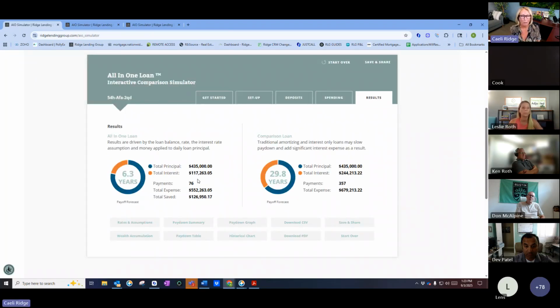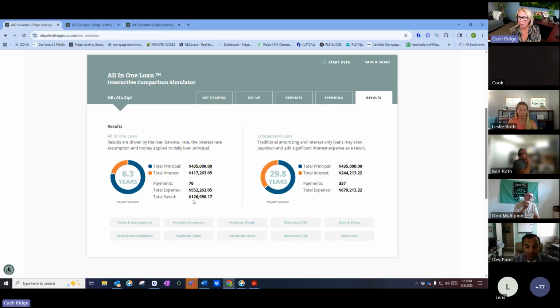Okay. Left side is the all-in-one. Here is our comparison loan that they had just gotten at the time. 435,000, 435,000. Those are the principal balances, right? Total interest here is 117,000 and change versus that 30-year fix at 3.2 had 244,000 left in interest. 76 months, that's just the sum of 6.3 years times 12 months in a year. That's what that is. Over here is 357 months. The sum of the top two numbers is here. Total expenses, 552 and change, 679 and change. And then the difference between those two numbers, total expenses, is here.